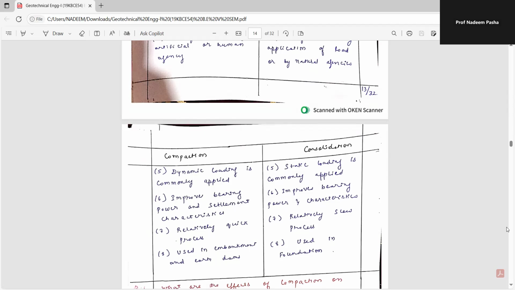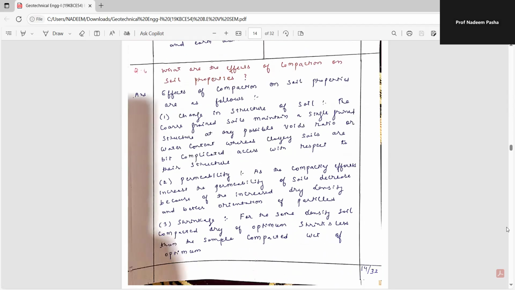Compaction improves bearing power and thermal characteristics. Consolidation also improves bearing power and characteristics. Compaction is a relatively quick process, whereas consolidation is a slow process. Compaction is used in embankments, whereas consolidation is used in foundations. What are the effects of compaction on the soil properties? The effects of compaction on the soil properties are as follows.